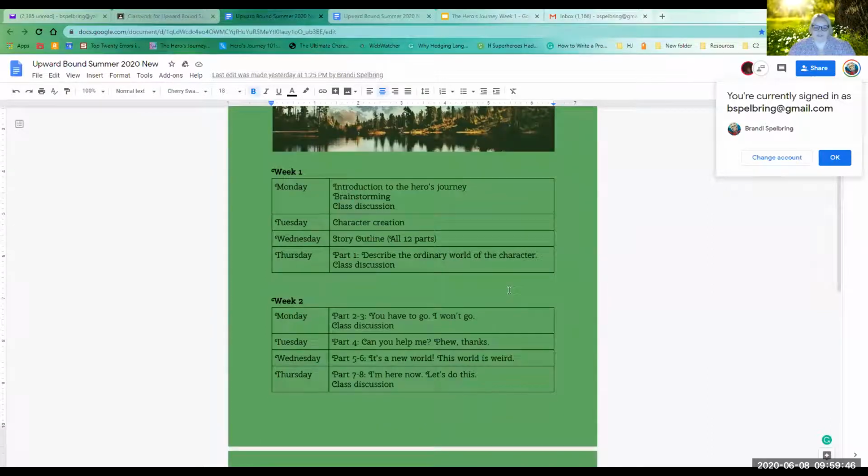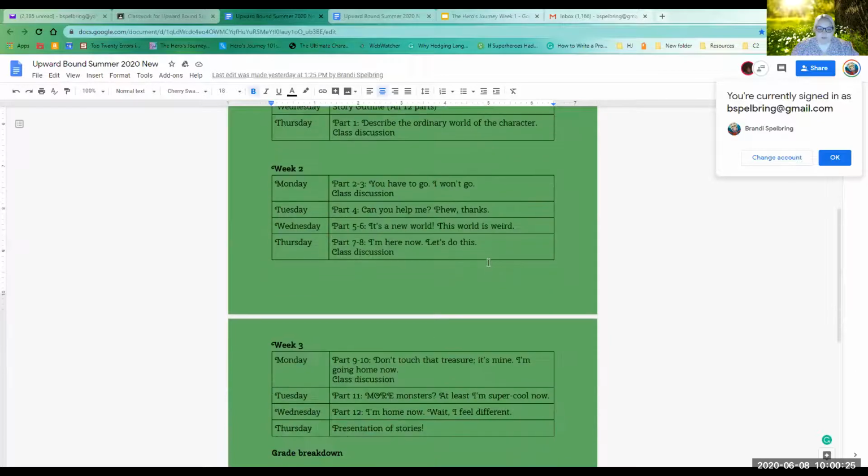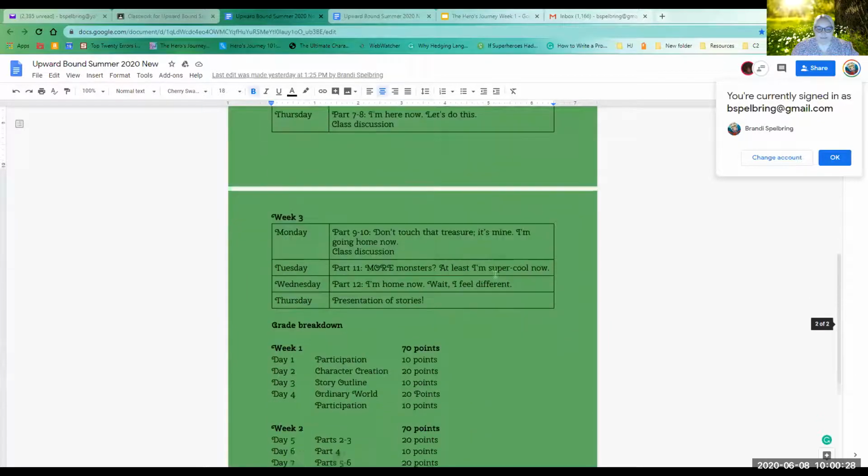What we're going to do this week is get an introduction to the hero's journey, brainstorming a little bit today, and character creation. Tomorrow, at the end of the day, your character should be built. You should have an idea of what your character is like. Then Wednesday, we're going to do a story outline, and you have a worksheet for that I'll show you. And Thursday, you're going to write the first part of the story. You're going to describe the ordinary world of the character and give us an idea of who the character is. As you can see, we will be writing a little bit of the story every day.